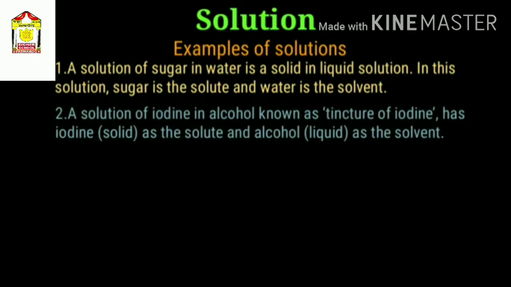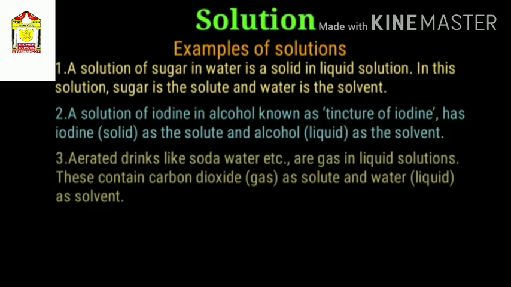Second, a solution of iodine in alcohol is also known as tincture of iodine. In tincture of iodine, what is the solvent? Alcohol. And what is the solute? Iodine. It has iodine as a solute, which is solid, and alcohol as a solvent, which is liquid. So it is also a solid in liquid type of solution.